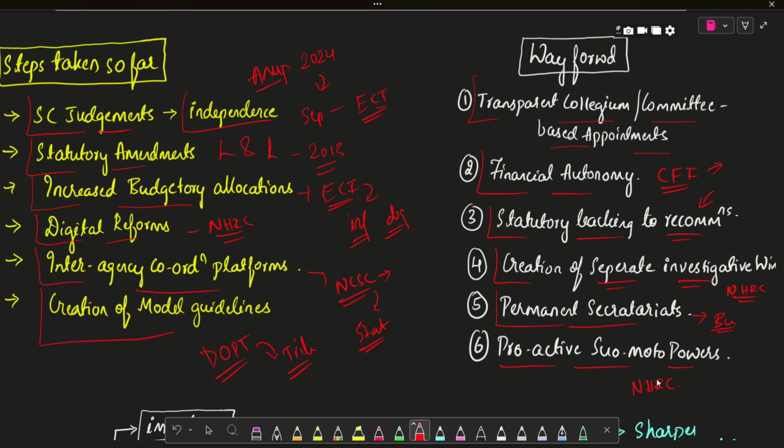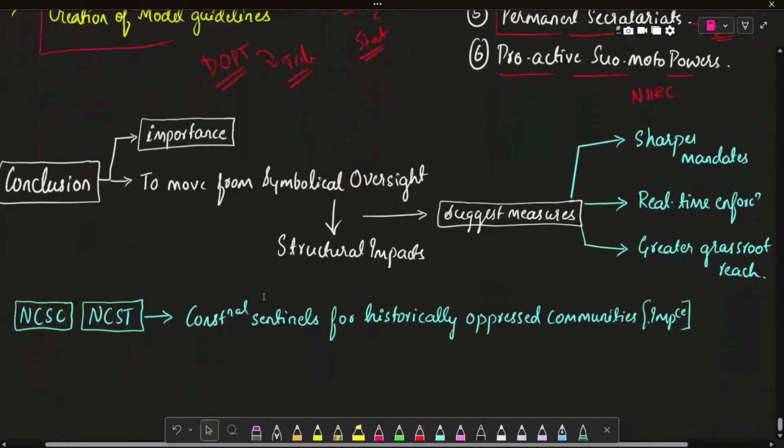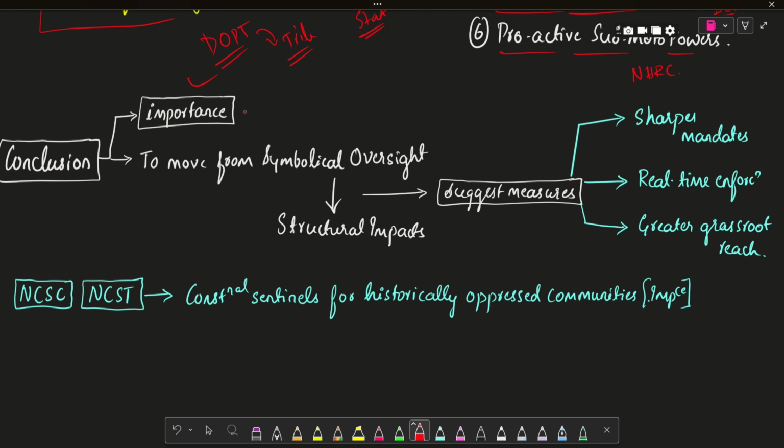Now we'll see what we can write in the conclusion. You can end your answer by writing the importance of the particular body asked in the question, and further writing, however, to move from symbolic oversight to structural impact, suggest some measures. I will take an example of National Commission on Scheduled Caste and National Commission on Scheduled Tribe and tell you how to write a conclusion.